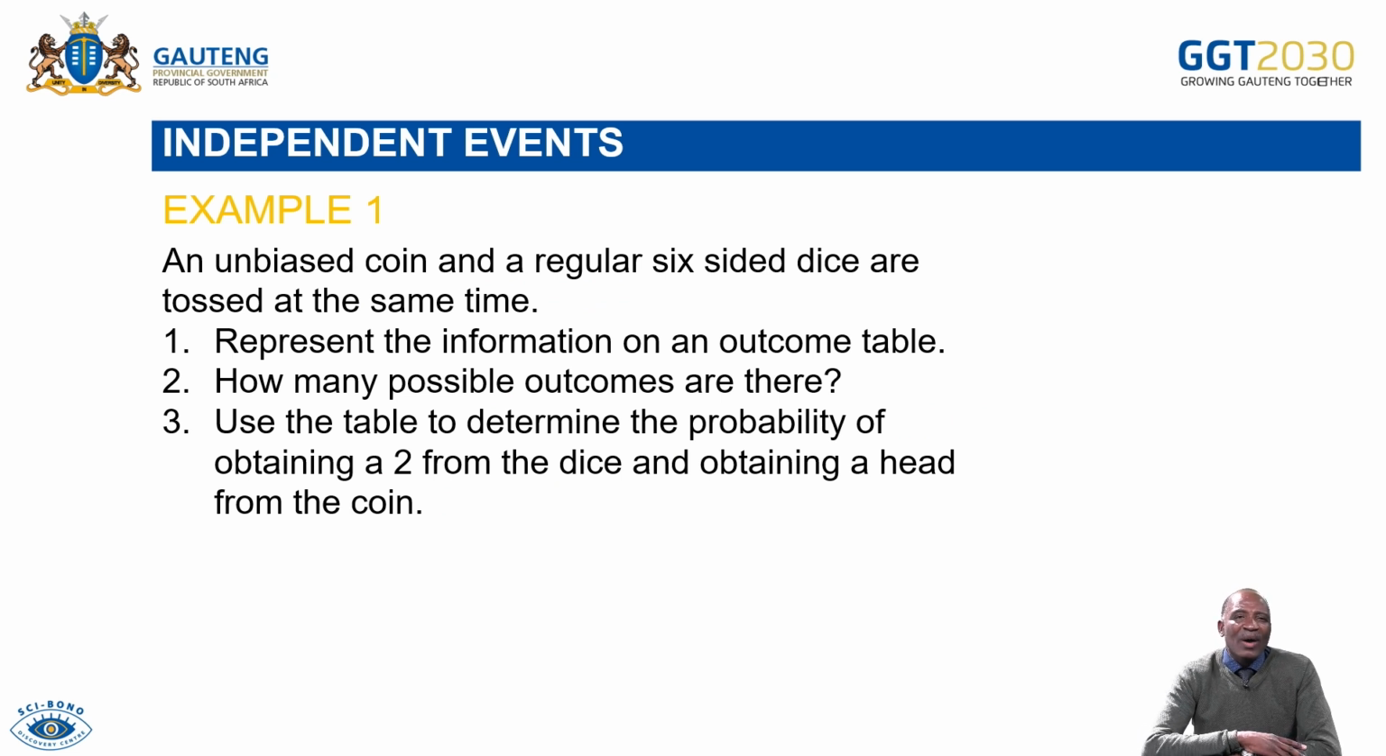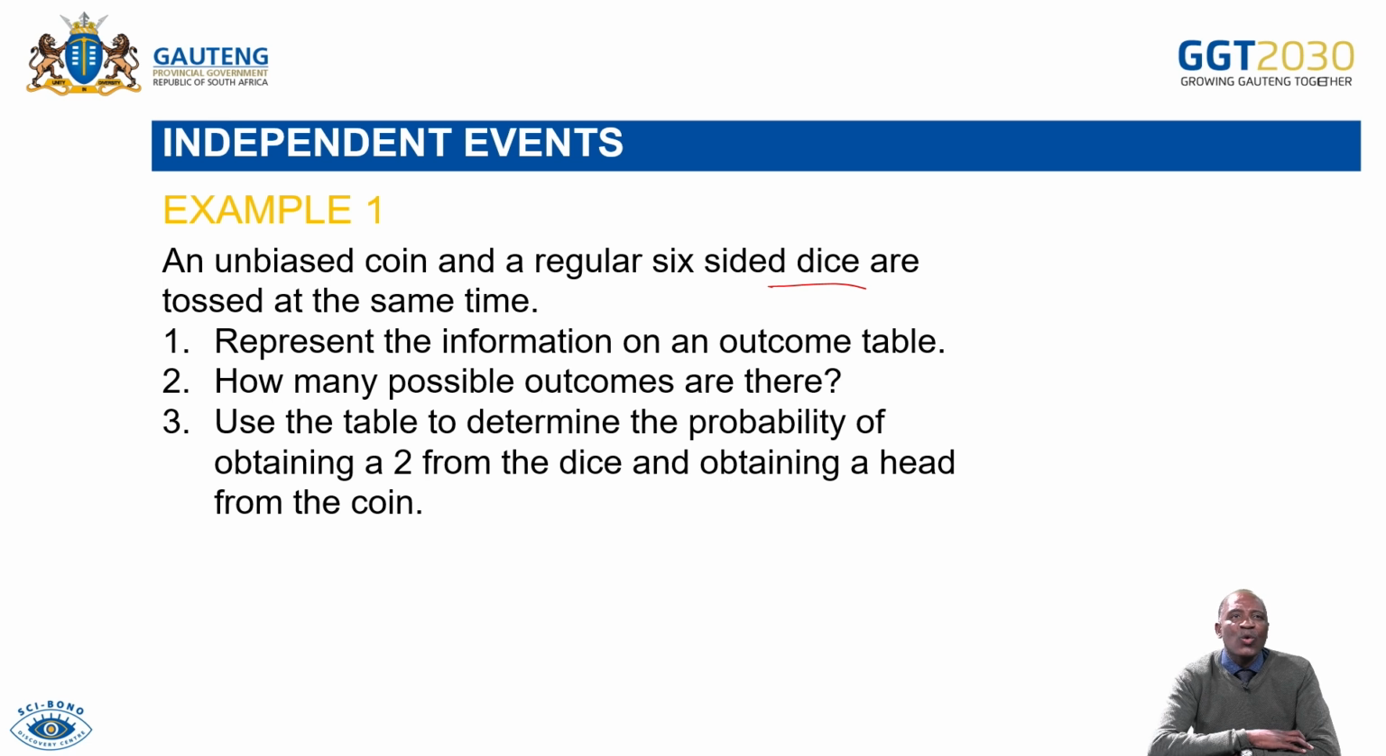Right, we are going to look at our first example, which says an unbiased coin and a regular 6-sided dice are tossed at the same time. You will realize here I used the word dice. I did not say die. Some books use the word die, other books use the word dice. We deliberately avoid the word die and use the plural of it, which is dice. So don't be surprised. Some books will say it's a die, other books will say it's a dice. There is a reason why we are trying to run away from the word die. We don't want to convey other connotations or meanings.